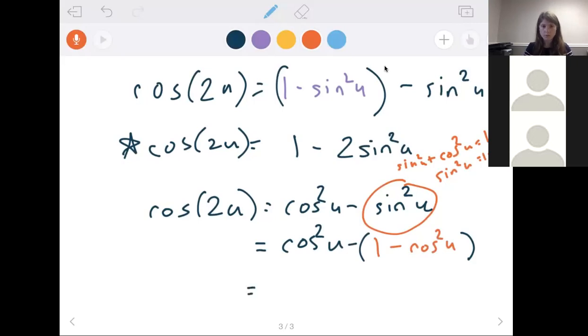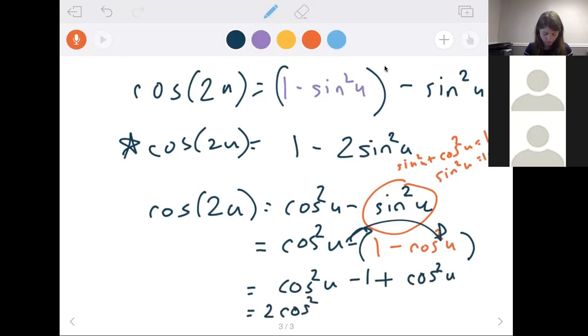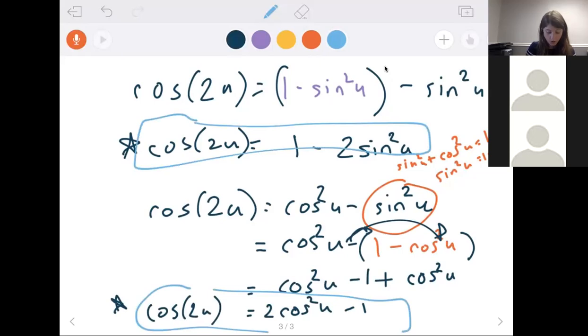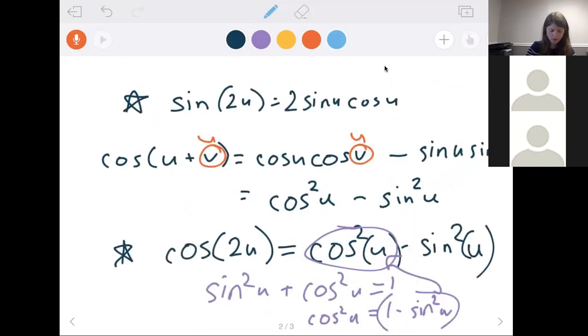And then on this one, we'll just be careful, distribute our negatives and clean it up. So 2 cosine squared u minus 1. So this actually gives us our third one. I'm just going to rewrite cosine 2u, and if we highlight the 3 for our cosine double angle, I would jot all of them down so that you have them handy.